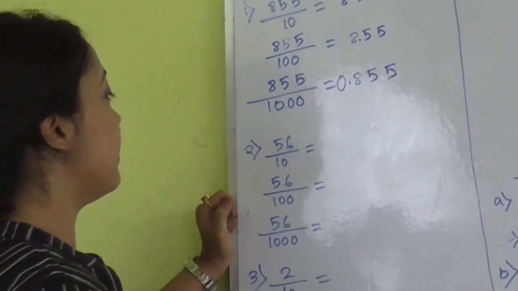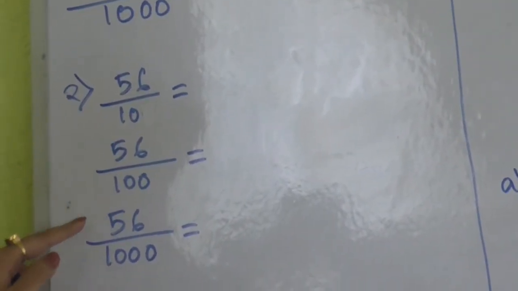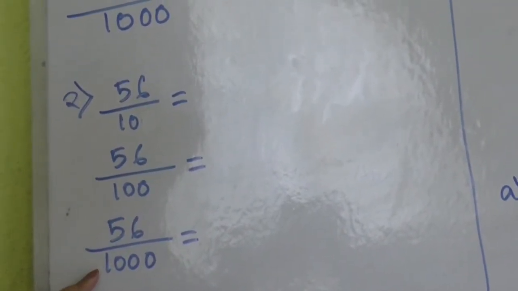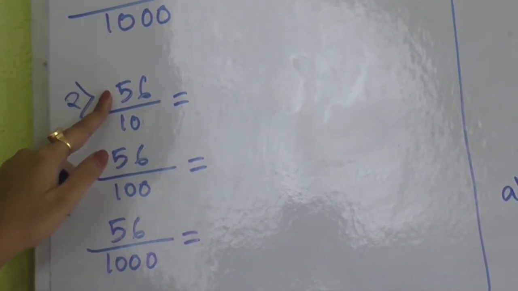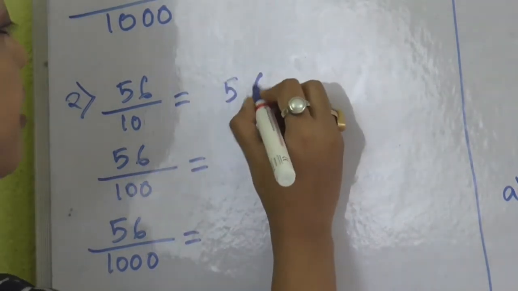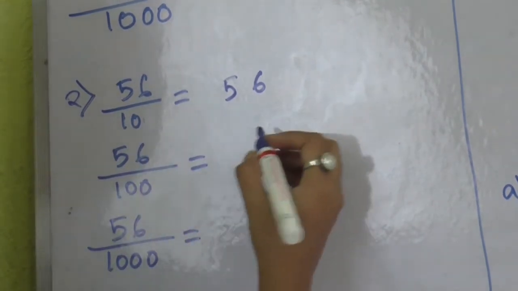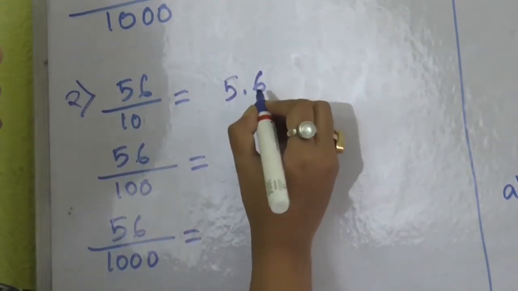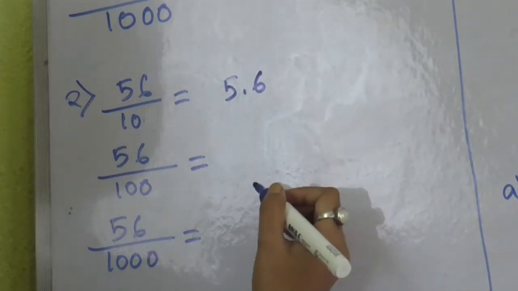Next, another fraction is given: 56 by 10, 56 by 100 and 56 by 1000. Here you can see that the numerator consists of only two digits. Now in this case, simply write this 56, and since 10 consists of only one zero, you put the decimal point before one digit from the right hand side.